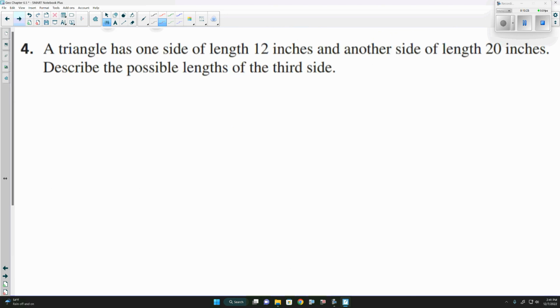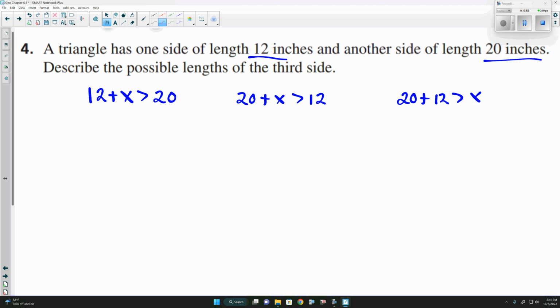Let's look at the next one. A triangle has one side length of 12 and another of 20. We want to find the possible side lengths of the third side. So we could say that 12 plus x is greater than 20. We can also say that 20 plus x is greater than 12. And we can also say that 20 plus 12 is greater than x. So we have these three statements here, yes?